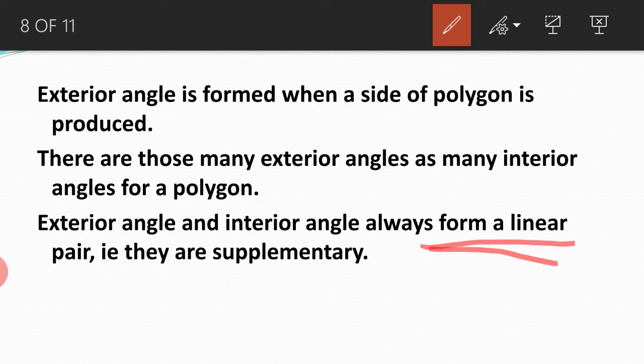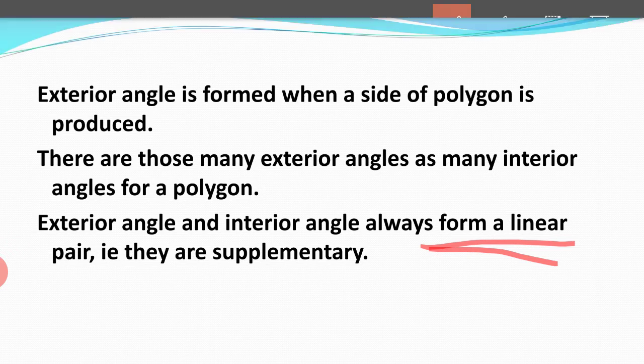So children, I hope it is very clear from the diagram that an exterior angle is obtained when you produce the side of a polygon, and it can be produced in any direction. Are you getting? So you always have two ways to draw the exterior angles. Remember this. Is it okay? And how will you identify an exterior angle? That angle which is outside the polygon, which is forming a linear pair with the interior angle. Understood?